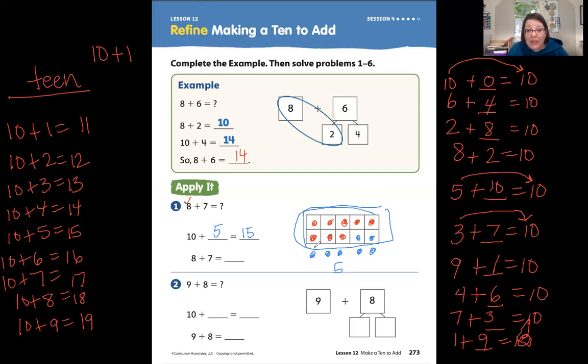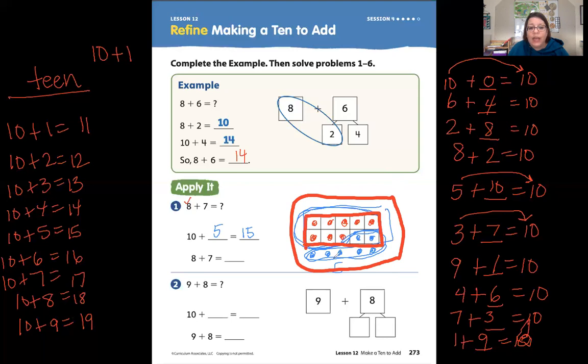So do you see that we had 2 parts? We had 8 there, and we had 7 here, right? So those 2 parts all together make the whole, which is all of this together, right? And if you look at it even closer, you still have a group of 10 and 5 more ones. So 8 plus 7 is 15.